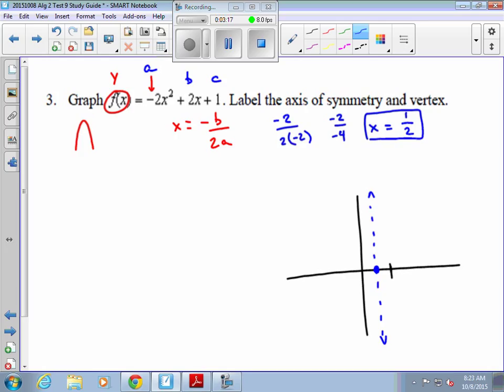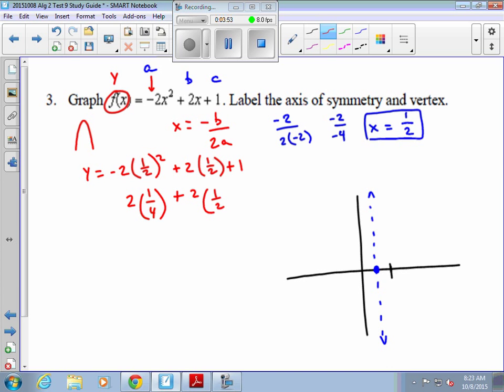So now we have to find the y value. We know x's value is 1/2. So let's find our y value. Y is going to be equal to -2 times our new x value, which is 1/2 squared, plus 2 times, again, our new x value, which is 1/2, plus 1. You have to do exponents first. So you have to do 1/2 squared. 1 times 1 is 1. 2 times 2 is 4. So you have 2 times 1/4 plus 2 times 1/2 plus 1.